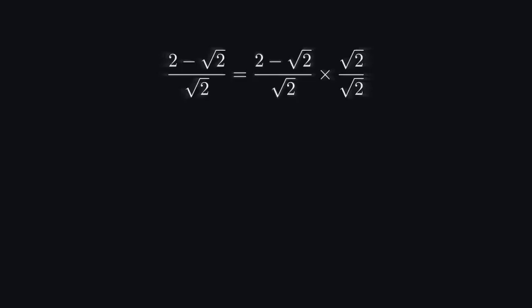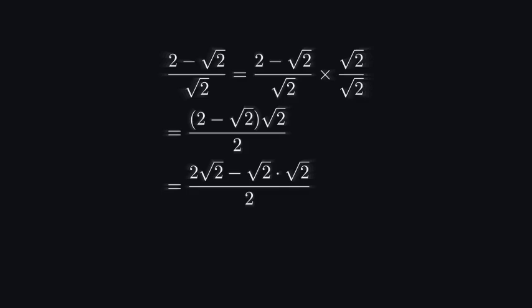2 minus the square root of 2 over the square root of 2 equals 2 minus the square root of 2 over the square root of 2 times the square root of 2 over the square root of 2. So this simplifies to equals 2 minus the square root of 2 times the square root of 2 over 2. So this simplifies to equals 2 minus 2 over 2.